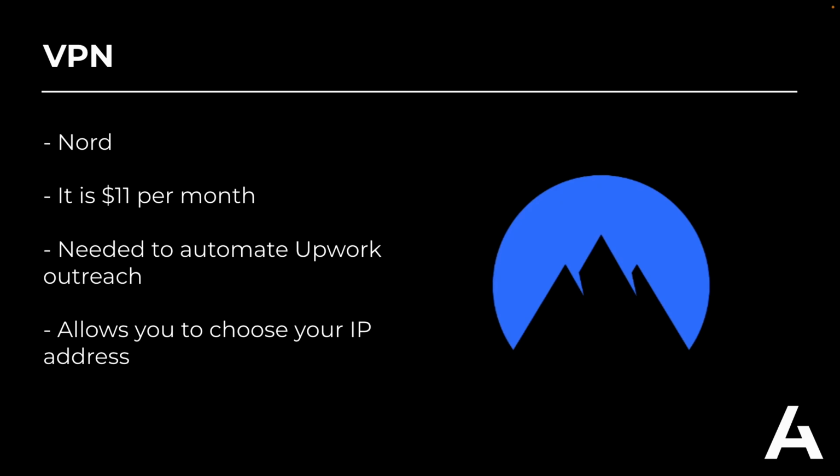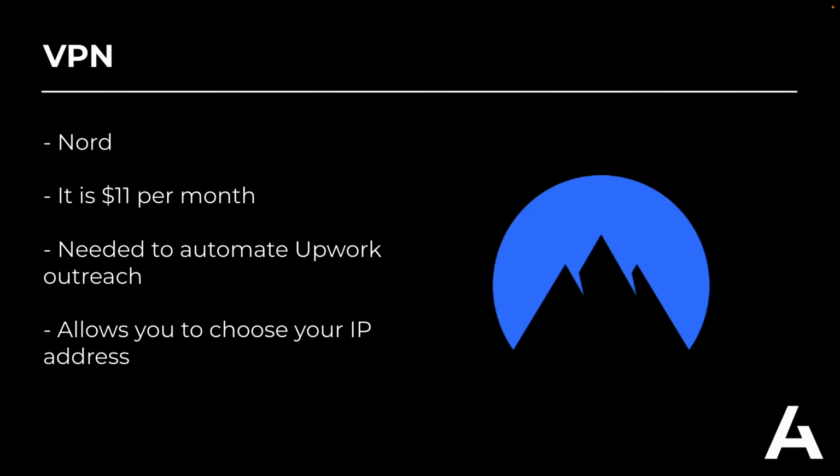VPN, I use NordVPN. It's $11 per month, needed to automate things like Upwork outreach and Instagram outreach and all that good stuff. Allows you to choose your own IP address. So essentially what you'd be doing is creating a VPN account, then creating user accounts for your team members. So let's say you have a team member in the Philippines, or a team member in the US and you're based in the UK.